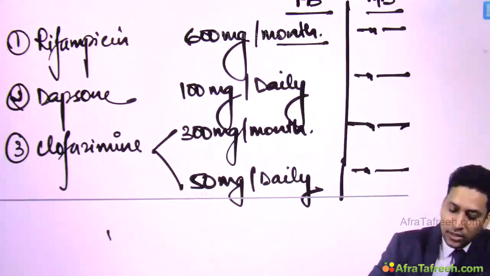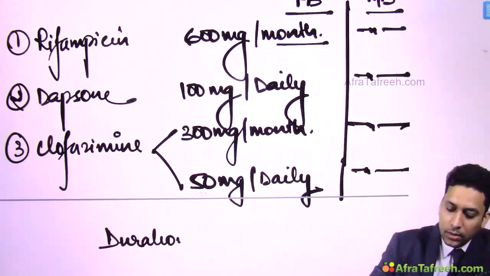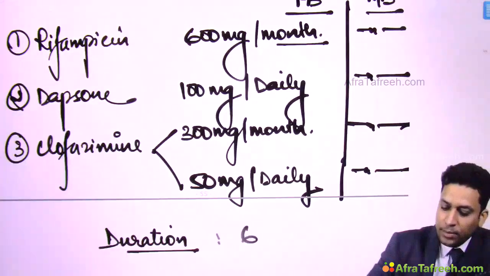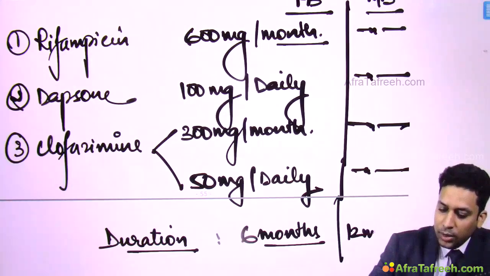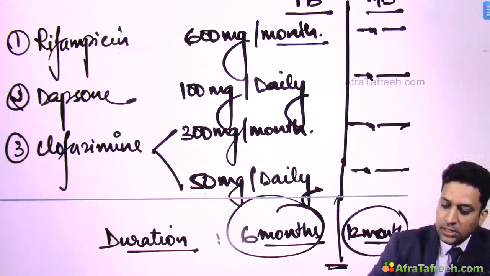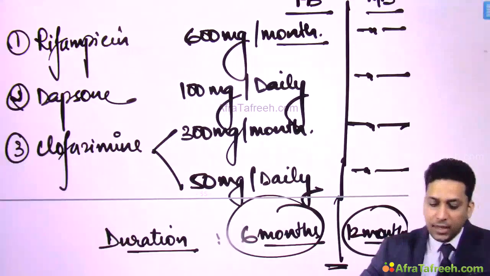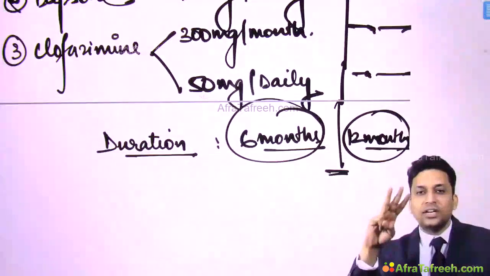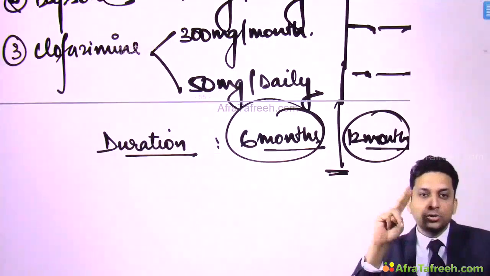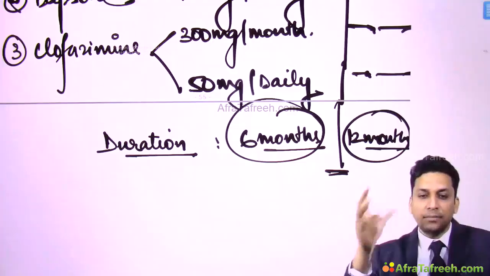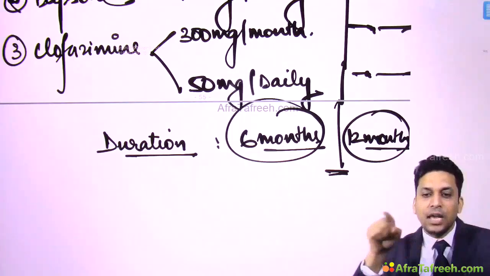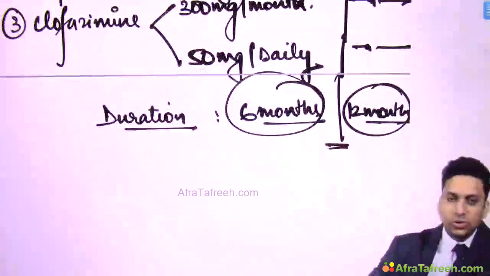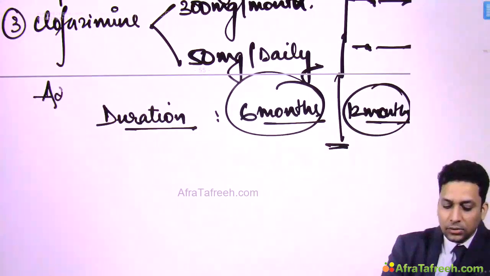So what is the difference? The difference is duration. The duration of therapy for PB is 6 months, and for MB it is 12 months. So remember, all the 3 drugs are given in both PB and MB. Previously we used to give 2 drugs in PB and 3 drugs in MB. Now 3 drugs in both, and the duration is different, that is 6 months in PB and 12 months in multibacillary. Now these doses which we have written are adult doses.